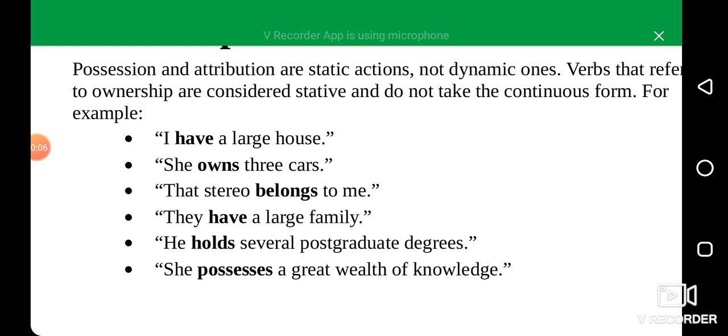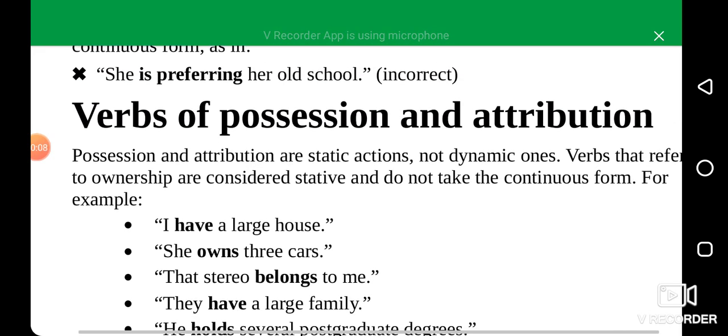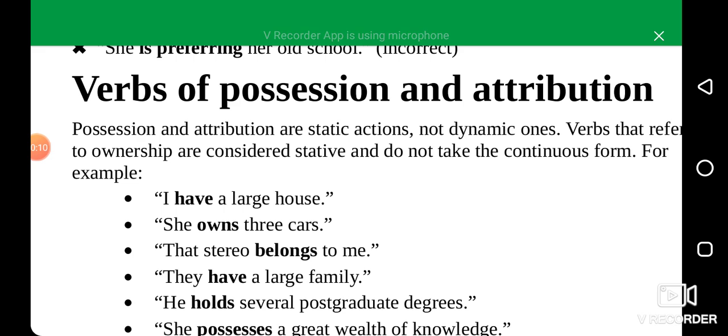I'm Zakir Hussain. I'm making this video in order to help the people who are fond of learning, who are in quarantine. They have been made to stay at home during this critical situation of the pandemic. My topic of today's video is verbs of possession and attribution.